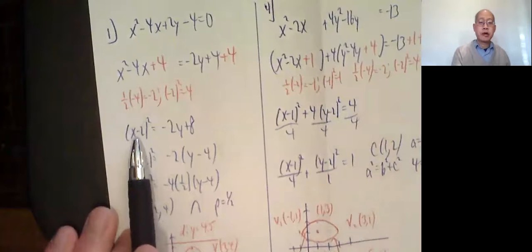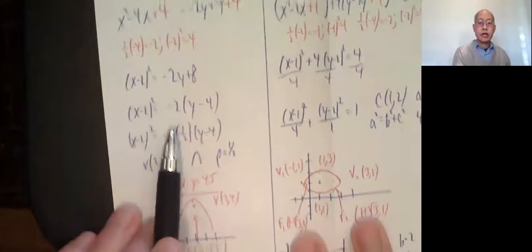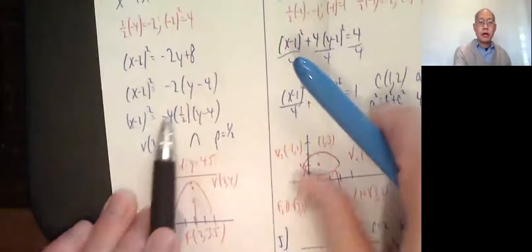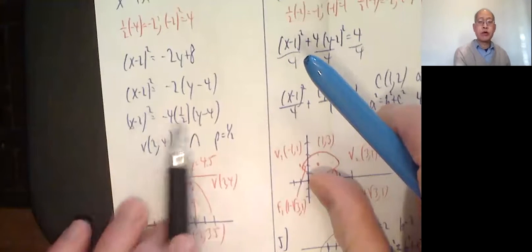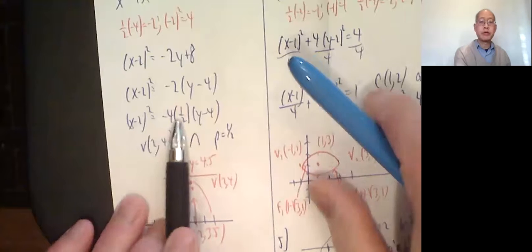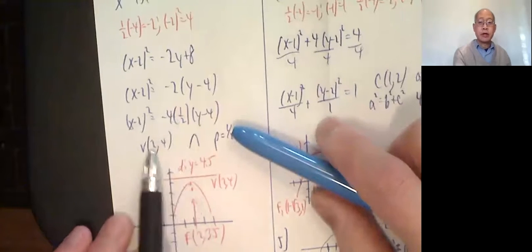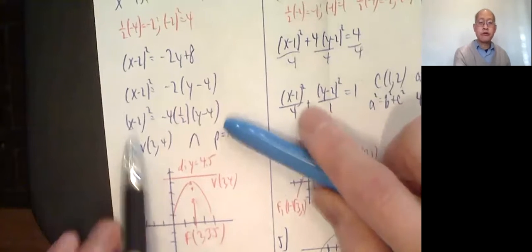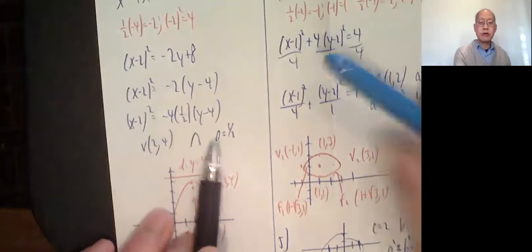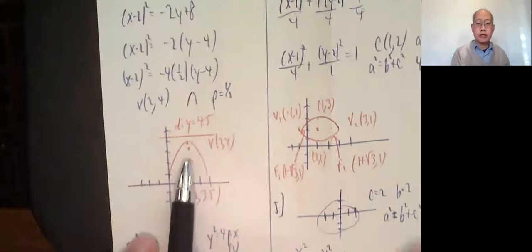This factors into x minus 2 squared. Factor out the negative 2. Negative 2 parentheses y minus 4. And we can write this as negative 4p times y minus 4. So negative 2 equals negative 4p, so p is 1/2. Right? So it's squared in x, not in y, with a negative, opening down. P is equal to half. So the vertex is 2, 4.